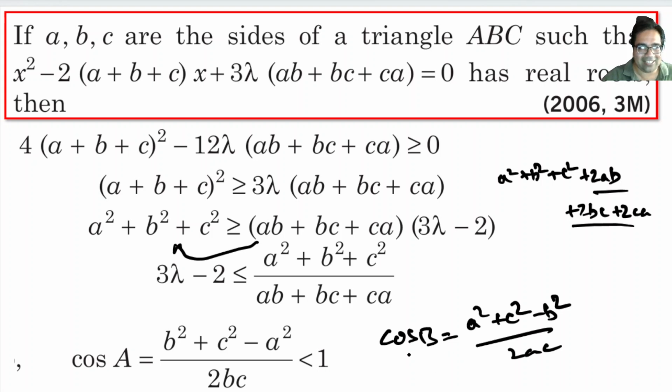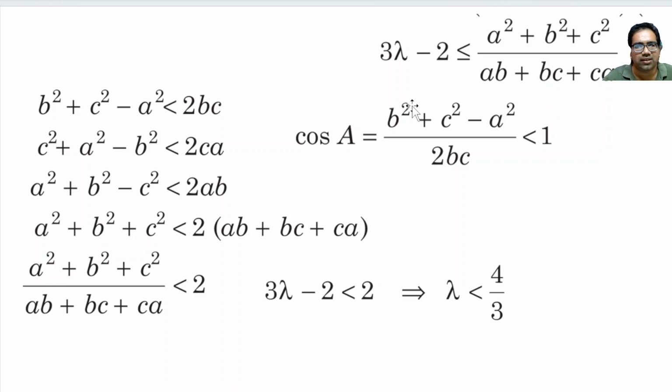Then cos theta will always lie between minus 1 and plus 1. Cos theta always lies between minus 1 and plus 1. Now, what does this mean? b square plus c square minus a square should be less than or equal to 2bc.